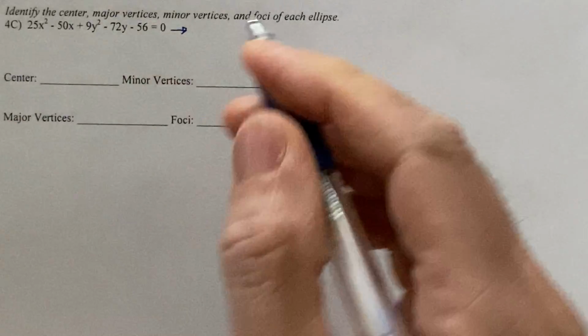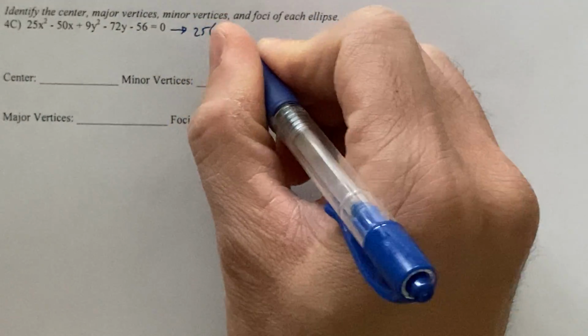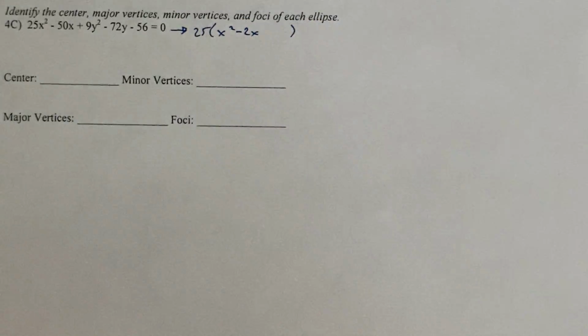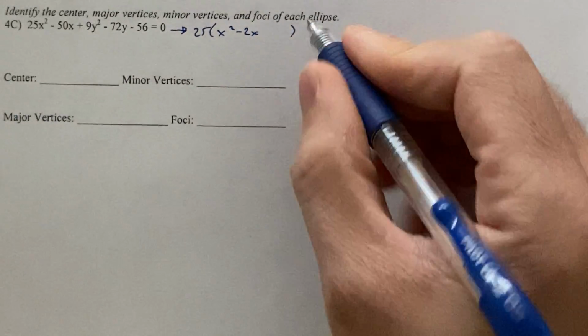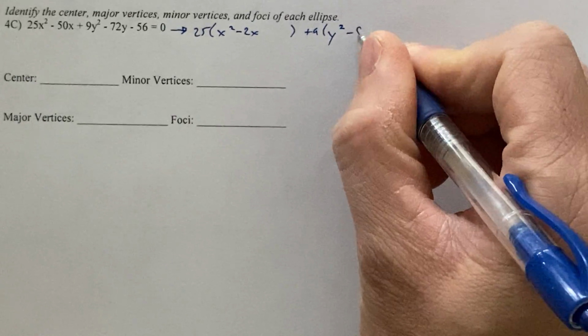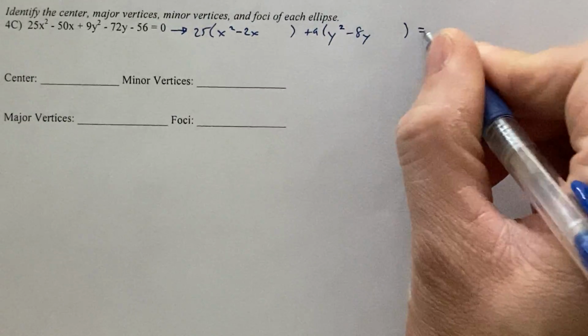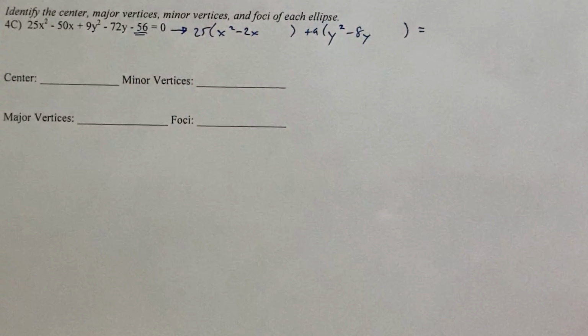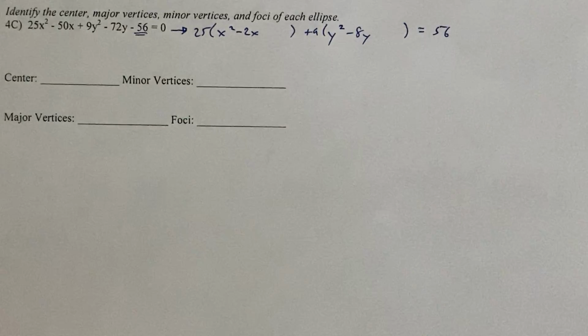So for this part, I'm gonna factor out the 25, so that leaves me with x squared minus 2x, leave a little bit of space. Same thing for the y. I'm going to factor out the 9, so that's going to give me 9 times y squared minus 8y, leave a little bit of space. And anything that doesn't have an x or a y, like this one here, I'm going to bump to the other side, so that equals 56.